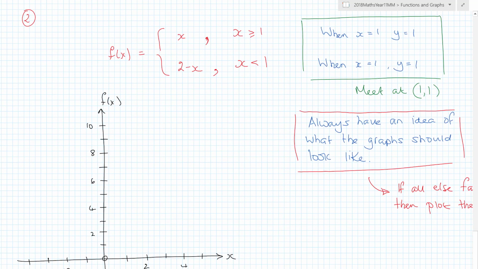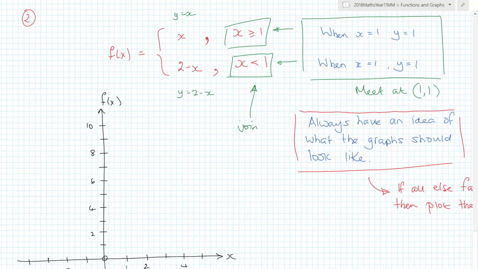In this situation, I've got two parts of my hybrid function. The first one is y equals x. The second one is y equals 2 minus x. Now in this situation, the first one is for values of x greater than or equal to 1, and the second one is for x less than or equal to 1. So looking at this, we're hoping there's going to be a join where x equals 1. So here's my value of x equals 1.